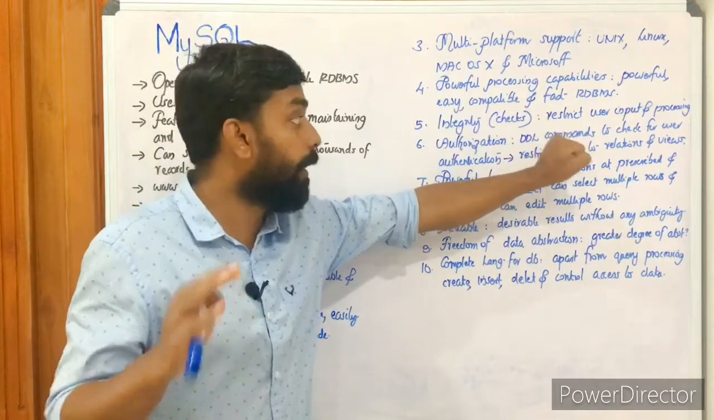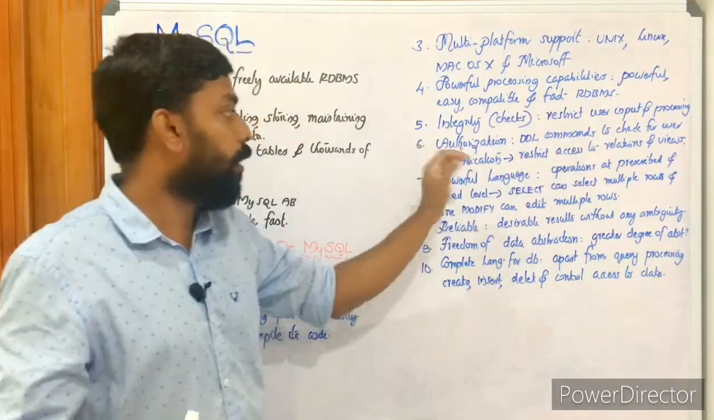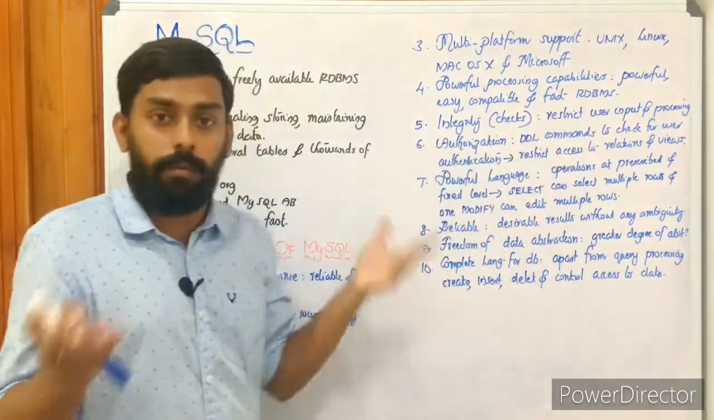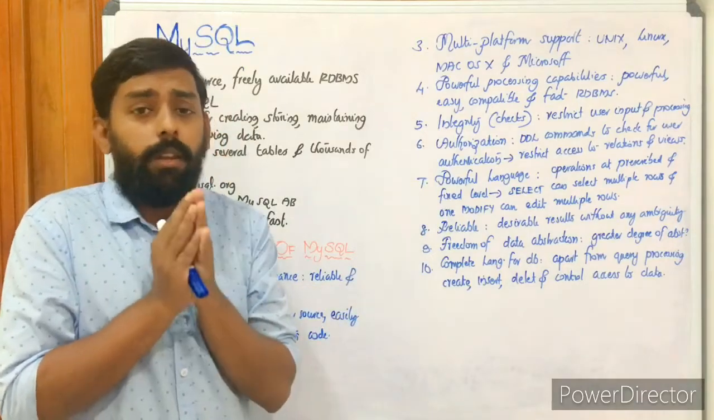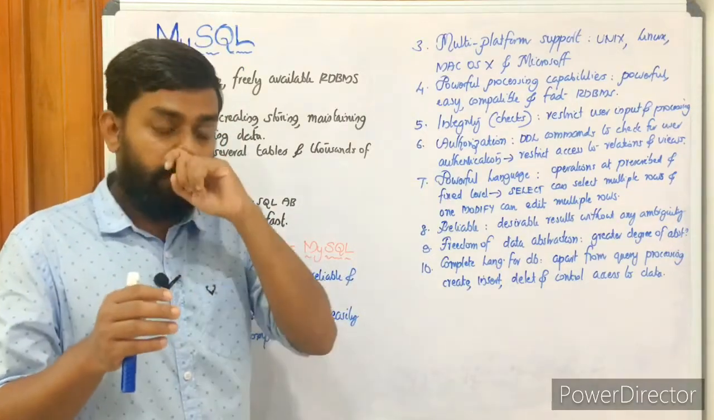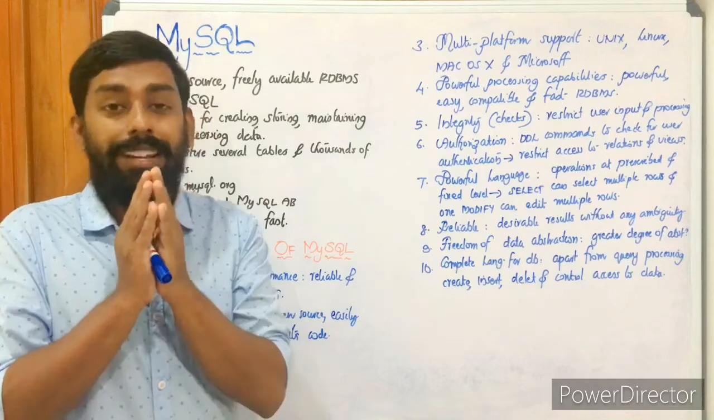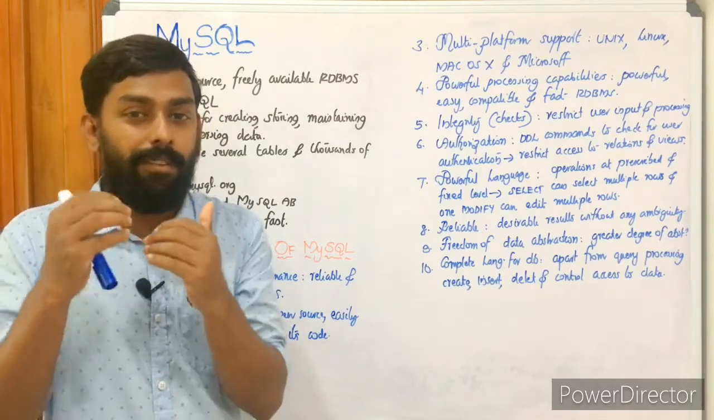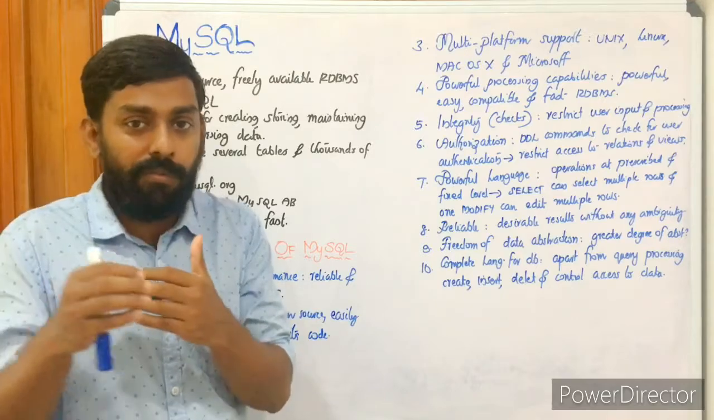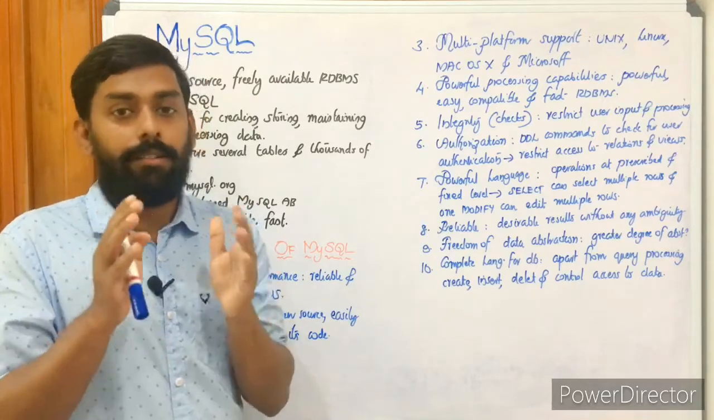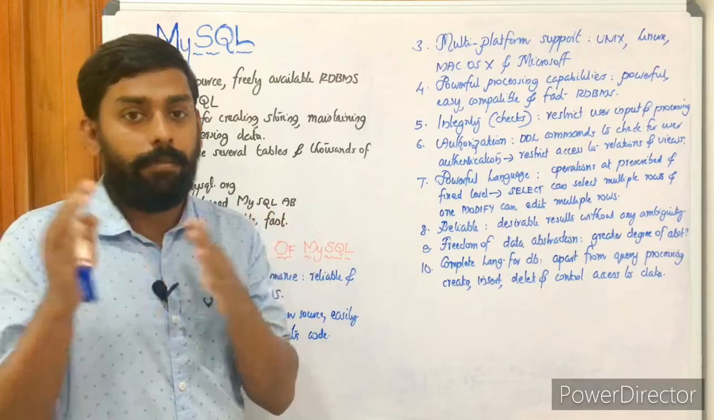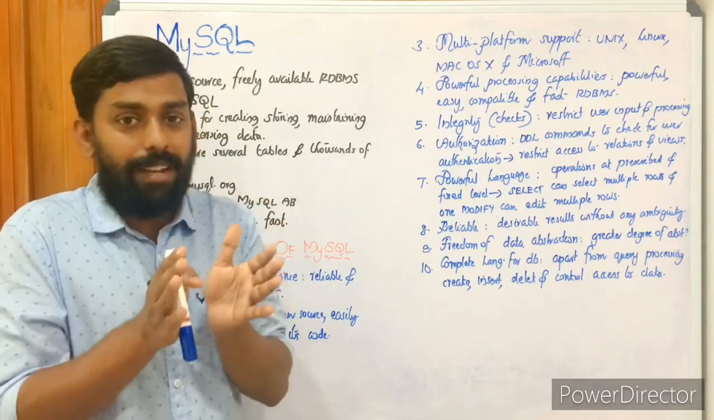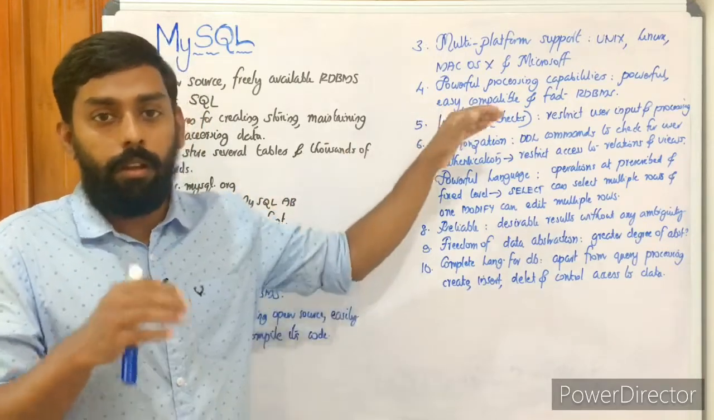DML commands and DDL commands can check for user authentication and restrict access to relations and views. Using DDL at the time of creating a table, we can apply constraints, right? Setting primary key, foreign key, all those kinds of things, plus check, are constraints which can be added along with DDL commands.